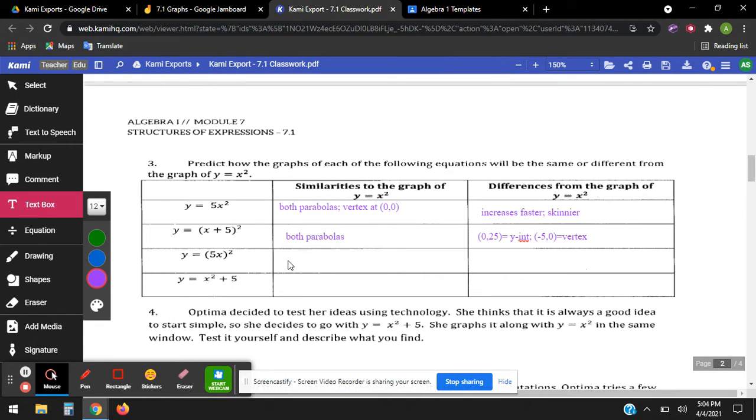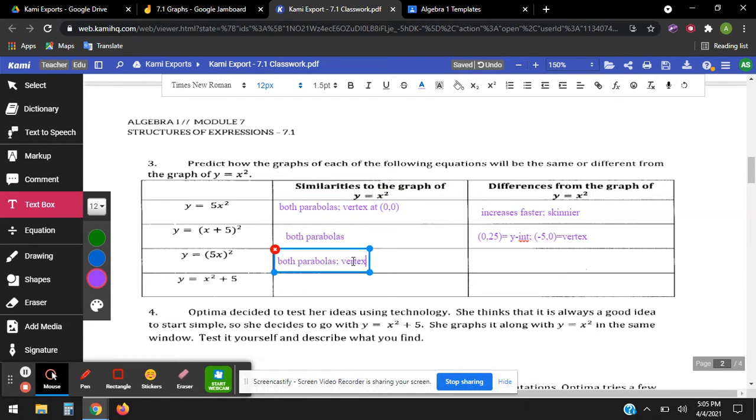All right, so this one is, trying again here, there we go. Both parabolas, we got that in common with a lot of these. Once again, our vertex, I put in a 0, I'm getting 0. So we've got our vertex at 0, 0.